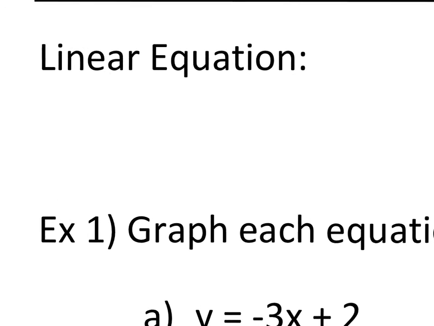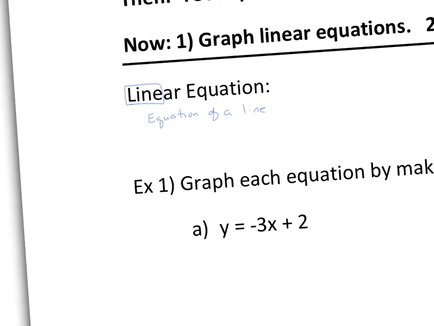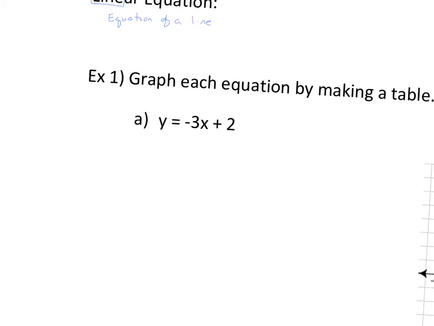All right, a linear equation, so if you look right here, this guy right here is telling you exactly what it is. It's a line. Okay, so a linear equation is just an equation of a line. Okay, all right, and on the first example, it says graph by making a table.